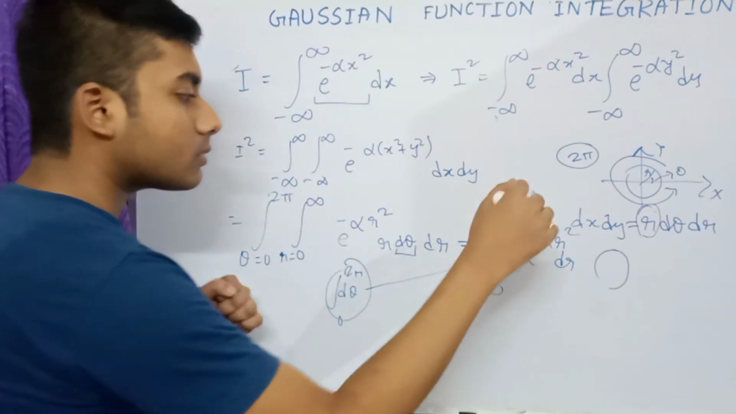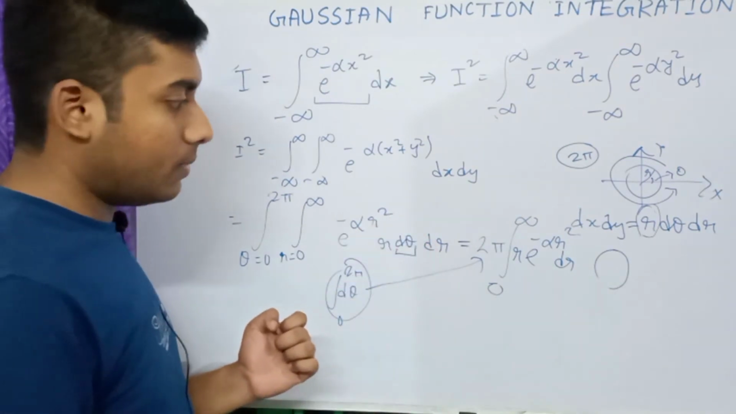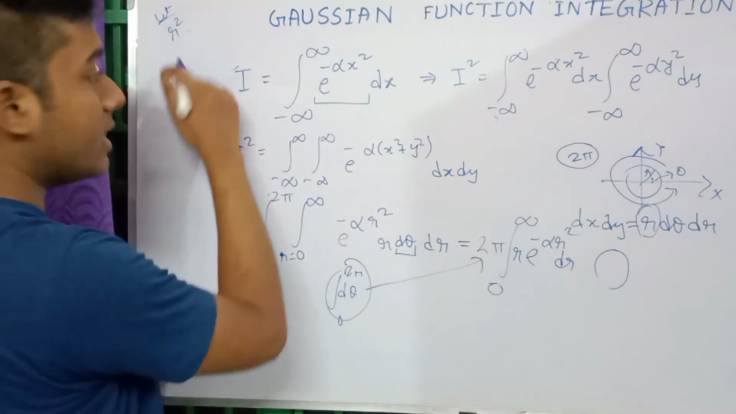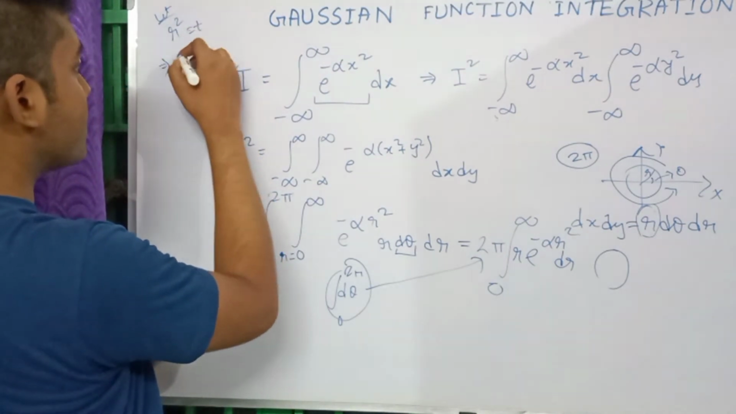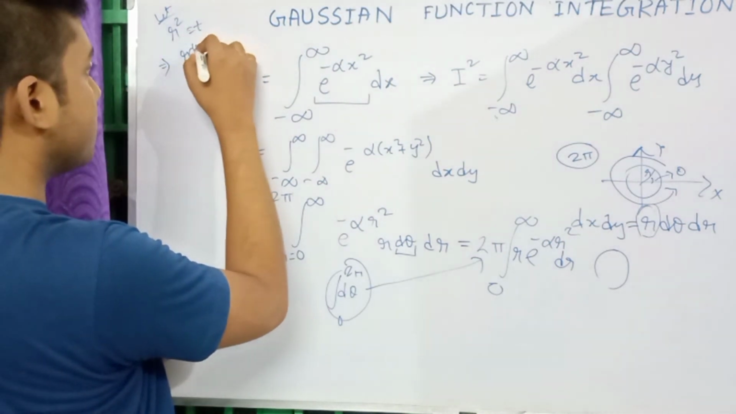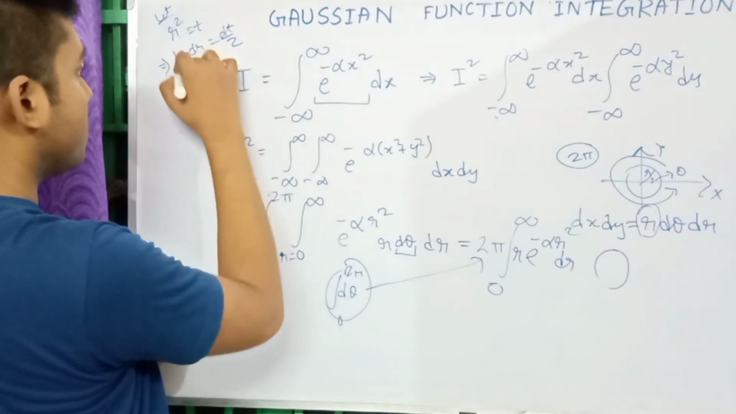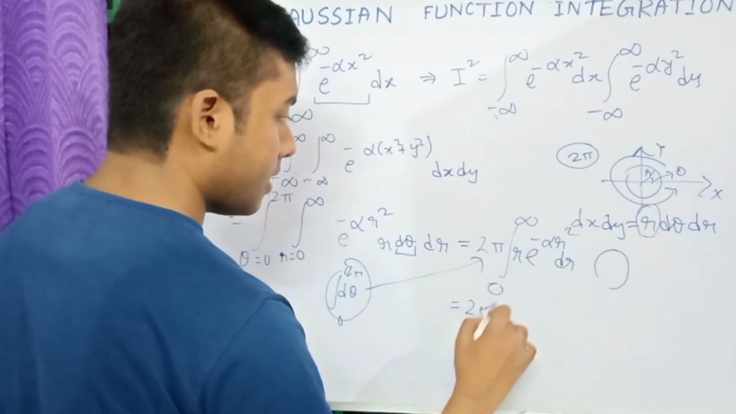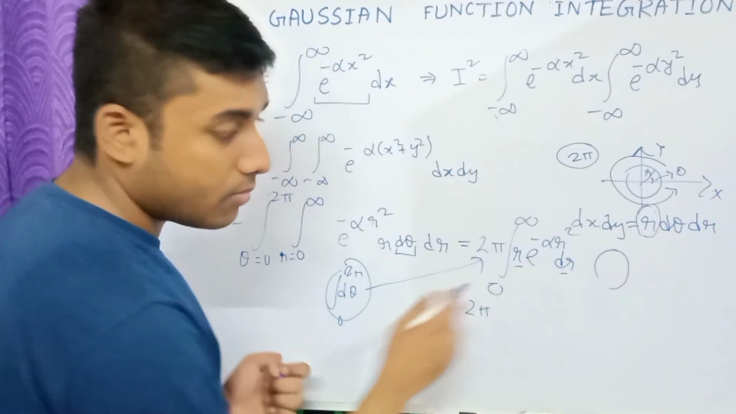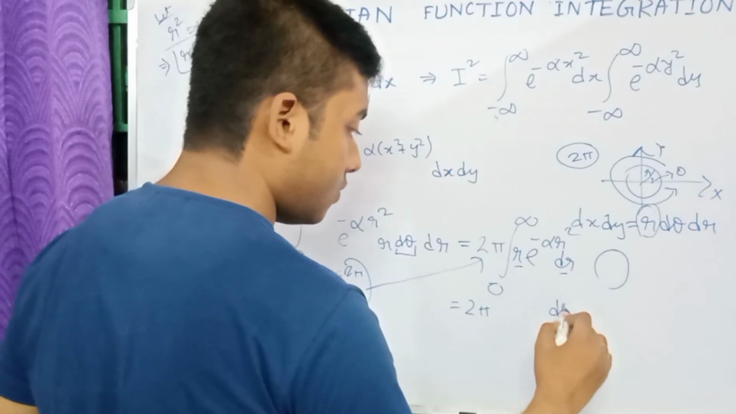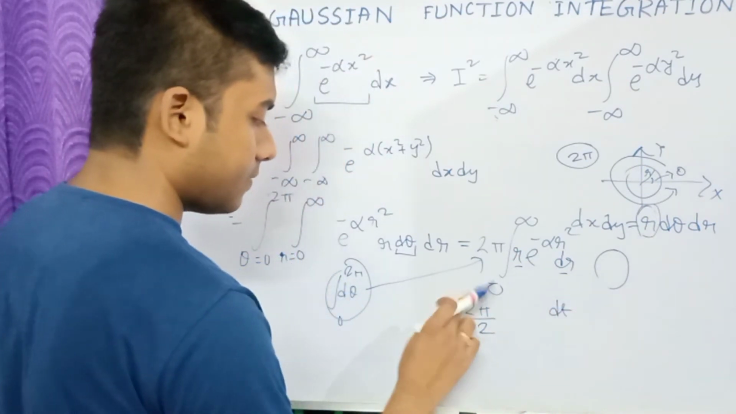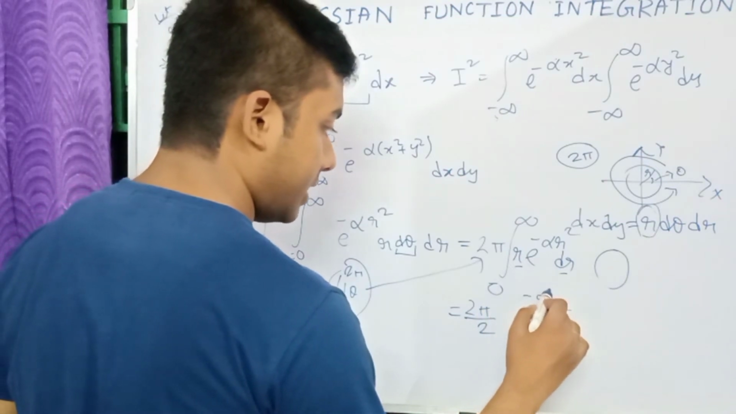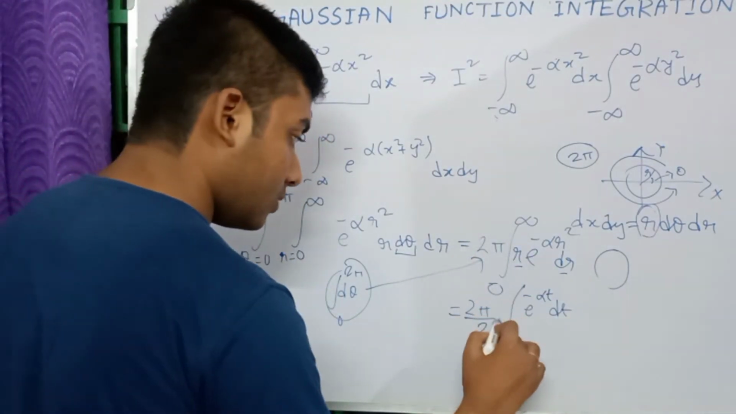Okay, so now we have to assume for this integration, let r square be equal to t. So what happens? r dr will be equal to dt over 2. So we are putting this here, r dr will be dt over 2. So dt over 2 is taken outside, and this will be e to the power minus alpha t from 0 to infinity.